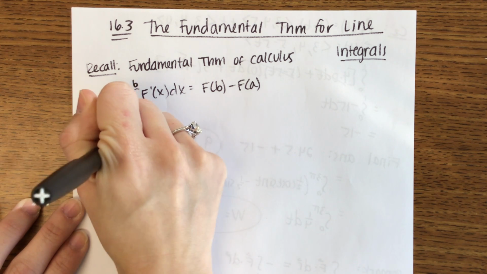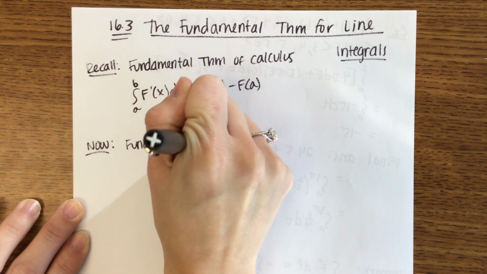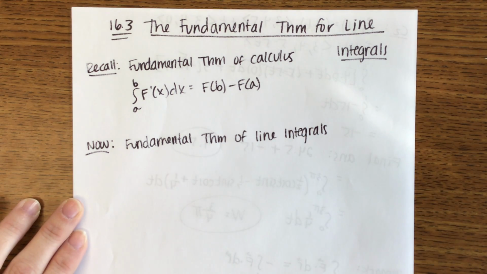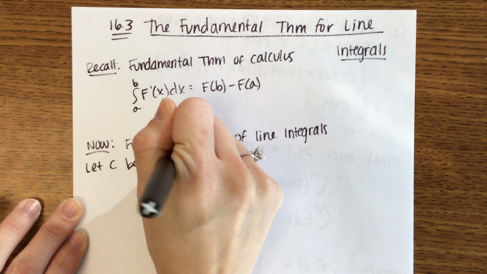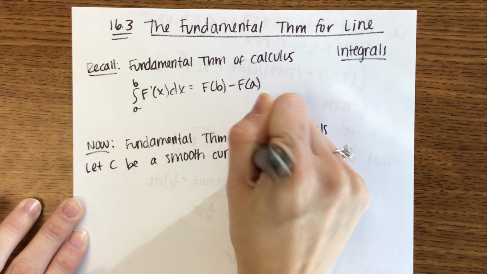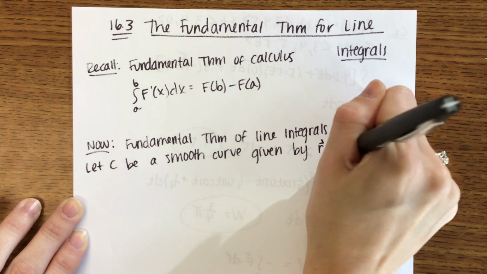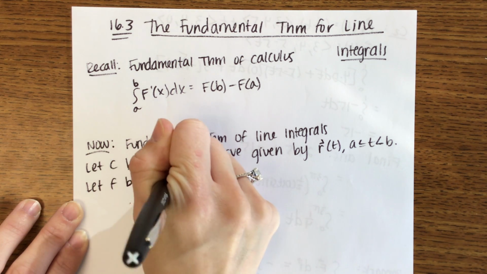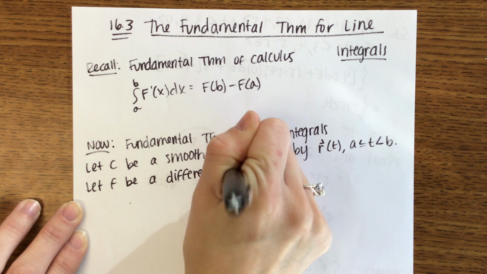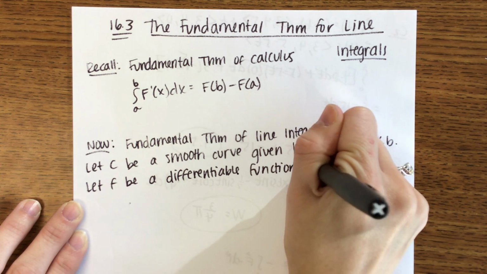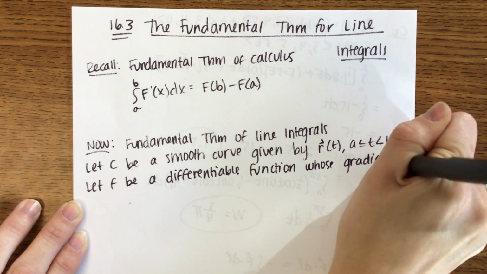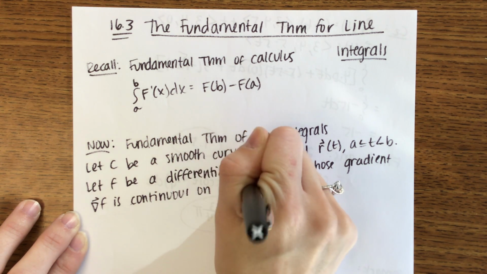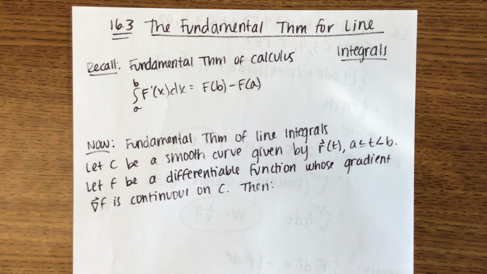Now I want to do the fundamental theorem for line integrals. Okay, here's what the theorem says. Let C be a smooth curve given by r of t, where t is between a and b. Let little f be a differentiable function whose gradient is continuous on C.